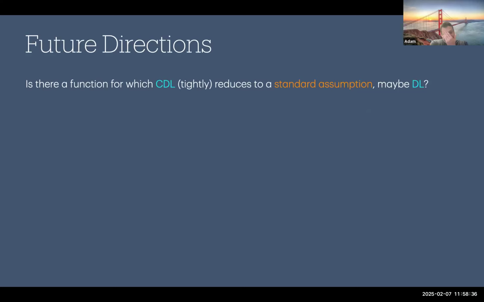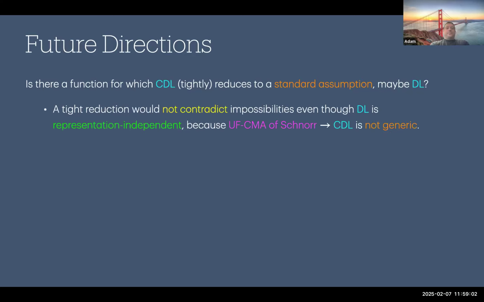Some future directions: is there a function for which CDL holds? The interesting thing about this F is that you can construct it, and it can be based on other assumptions. An interesting result would be to use obfuscation or something and construct some F which in principle satisfies CDL. I tried to do that, but didn't get very far. I mentioned this earlier, but a tight reduction would not contradict impossibilities because CDL is not generic. The reduction computes F, so it's not a generic reduction.